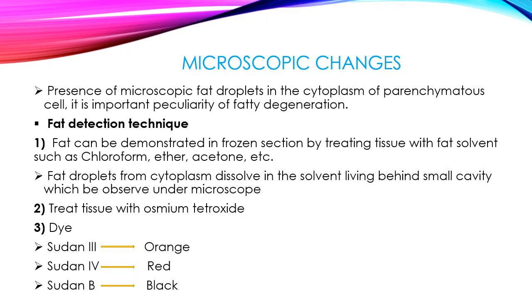Many microscopic changes are seen during fatty degeneration. The presence of microscopic fat droplets in the cytoplasm of parenchymatous cells is the most important peculiarity of fatty degeneration, and fat can be demonstrated. And how do we detect the fat in the cytoplasm?